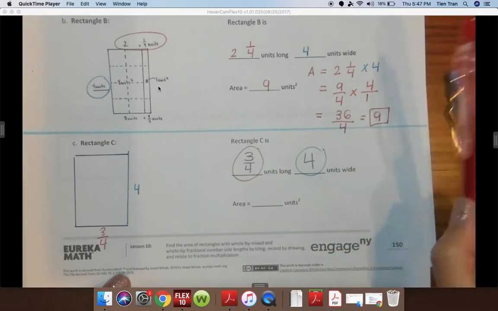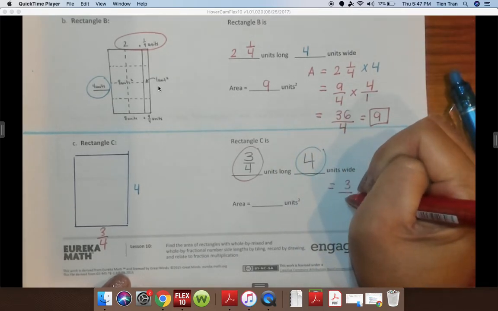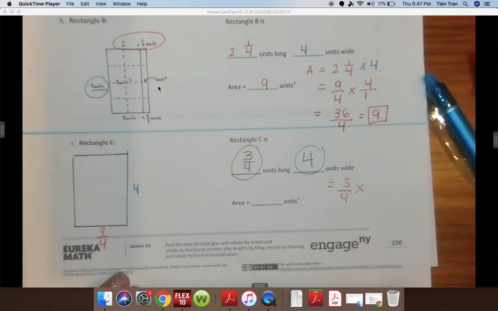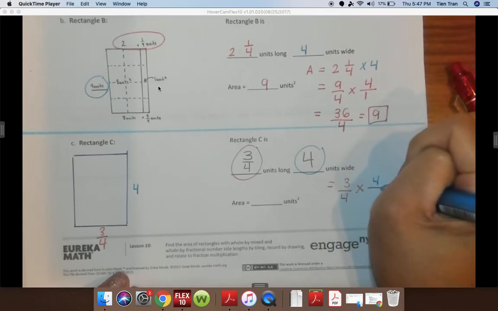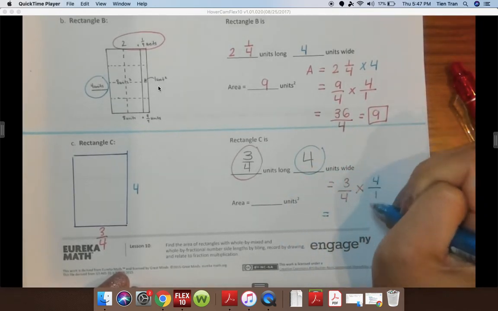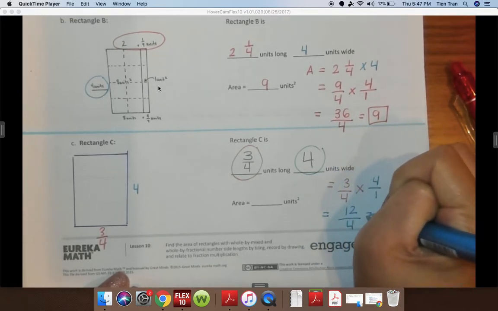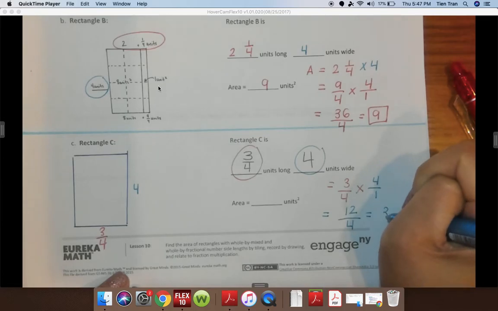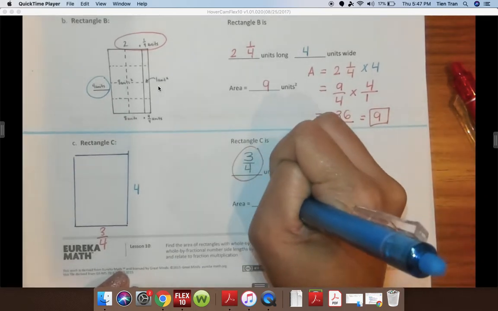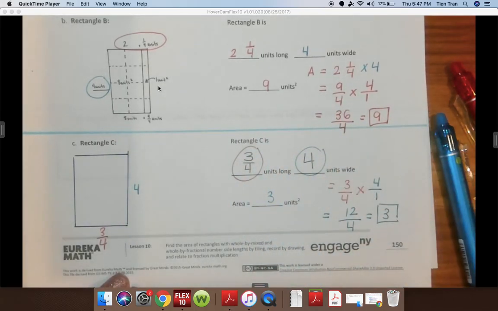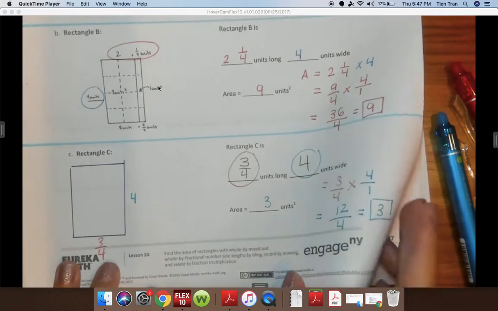So I have 3/4 times 4. 3 times 4 is equal to 12, and 4 times 1 is equal to 4. 12 divided by 4 is equal to 3. So I have 3 units squared. Now on to the next page.